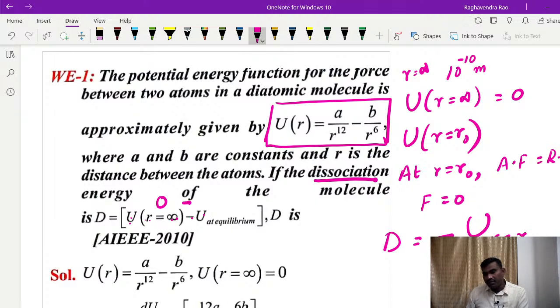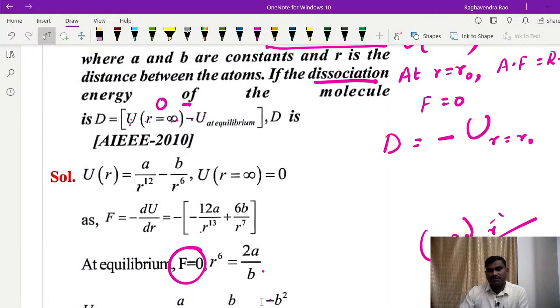Now, how can you find the value of U at R equal to R naught? At R equal to R naught, what happens? Net force will become 0. Now we need to take U as given, A by R to the 12 minus B by R to the 6.